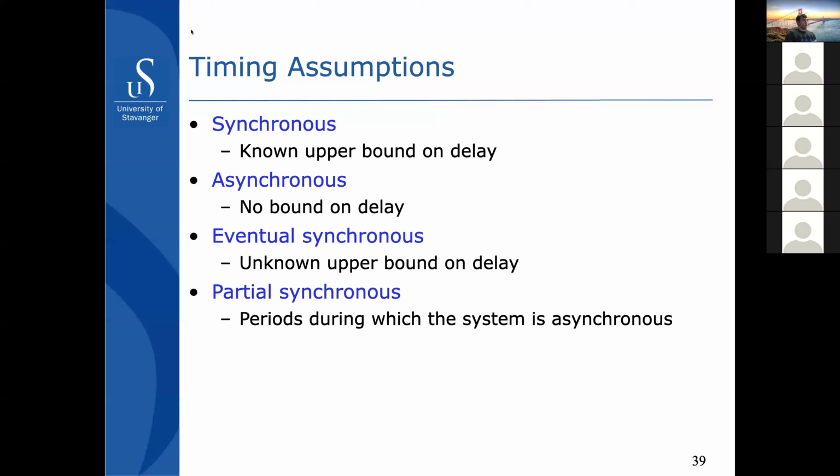Then we have the fourth type, which is, I would say, the most realistic model. In the system it is usually synchronous, meaning that usually you can say there's an upper bound on delay, but in some time periods it's behaving asynchronously. Now I will go a bit more into each of these classes.